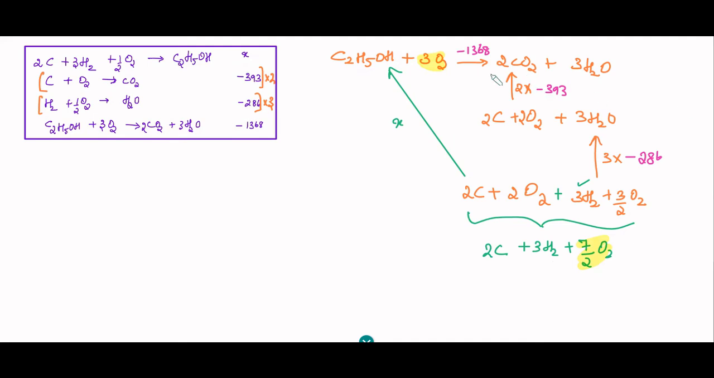For carbon dioxide, I had to multiply the given equation by 2, because in my target equation I have 2 moles, but in my given equation I have only 1. So I multiplied throughout by 2. That was reflected in the numerical value also, so that's what you see here. Thereafter, I have to focus on the water molecule. Here it is 3 water molecules in my target, and my given equation has only 1. So that also I multiplied with a number: it is multiplied by 3.